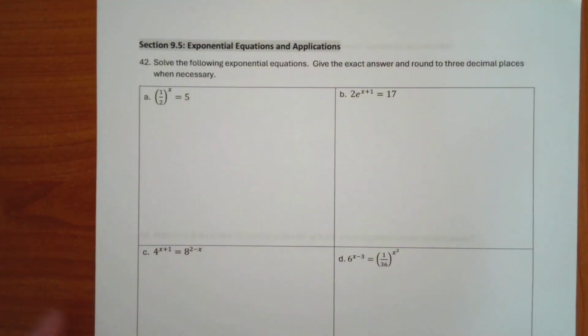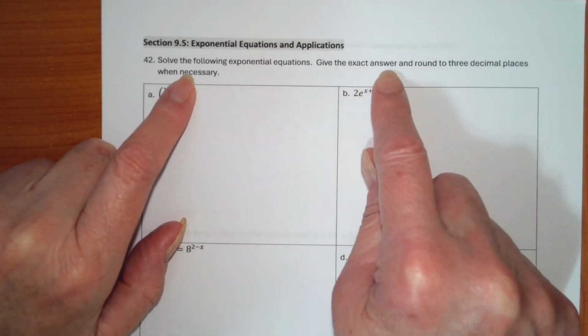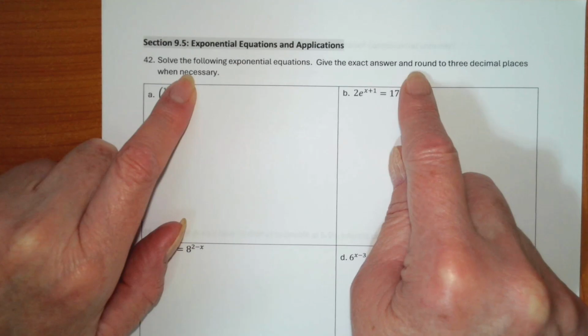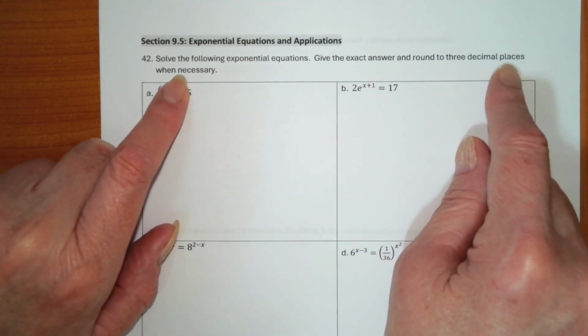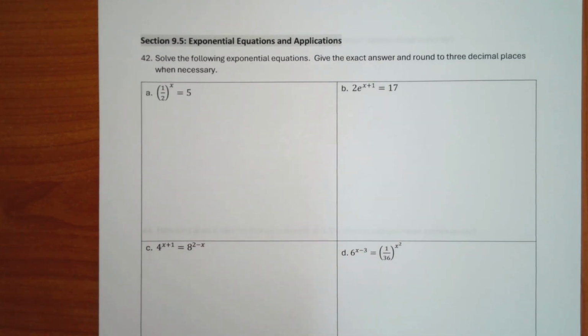All right, in 9.5, we're going to deal with exponential equations and applications. And this is really important. It wants you to give us an exact answer and round to 3 decimal places where necessary. So your exact answer may be in the form of a log, and then you will want to put that in your calculator. But you also have to look at this and see, well, what kind of problem is it? There are a couple of different things.